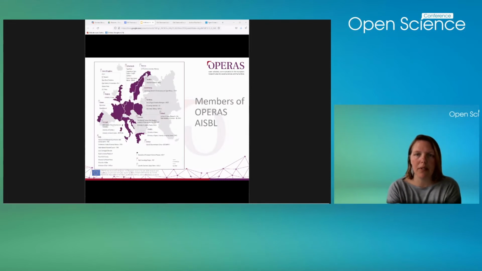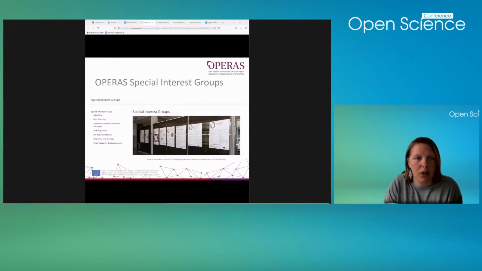So currently we have more than 50 members in Europe and abroad from 17 countries. And it's an association led by an executive assembly made up of 10 organizations in Europe. And we address a wide variety of stakeholders, mainly researchers, librarians, and publishers, that are gathered in OPERAS special interest groups. So what I will present now are the two kinds of activities, or let's say services, that we offer in OPERAS to support publishers in their open access development. So first we have the OPERAS special interest groups. So 7 special interest groups: advocacy, best practices, common standards and FAIR principles, multilingualism, open access business models, platform and services, tools, research and development.